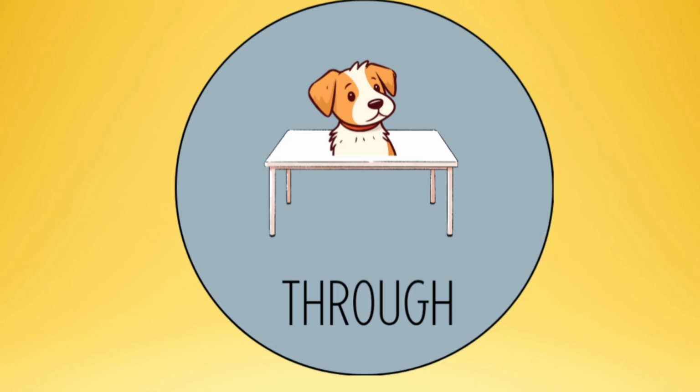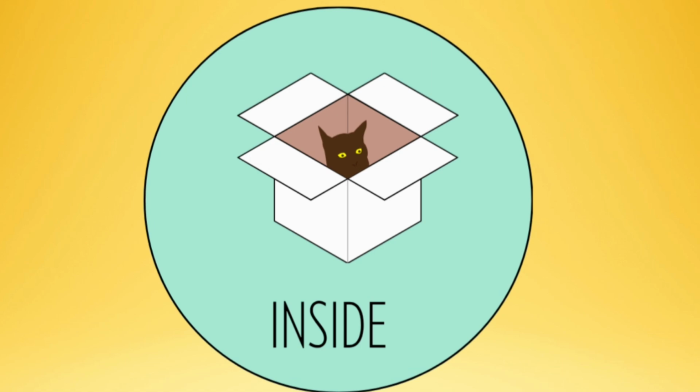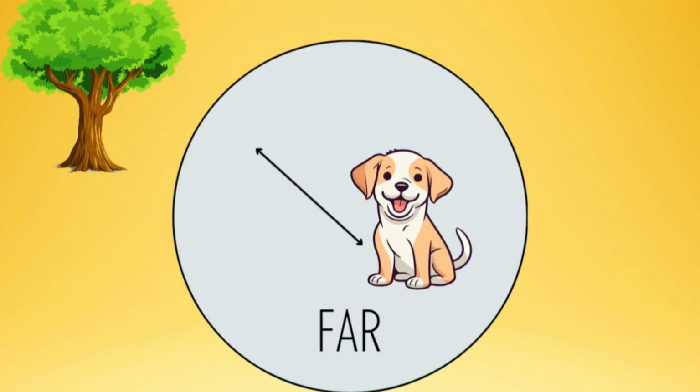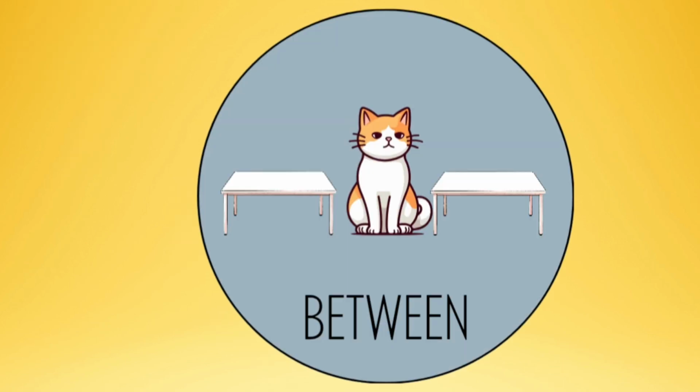Through, the dog is looking through the table. Inside, the cat is sitting inside the table. Far, the dog is far from the tree. Between, the cat is sitting between the tables.